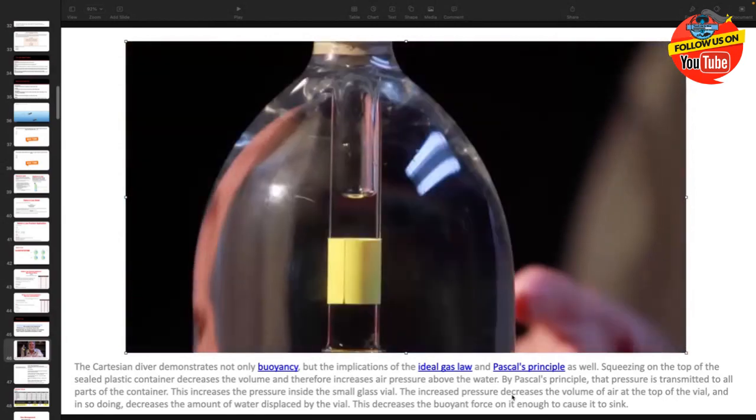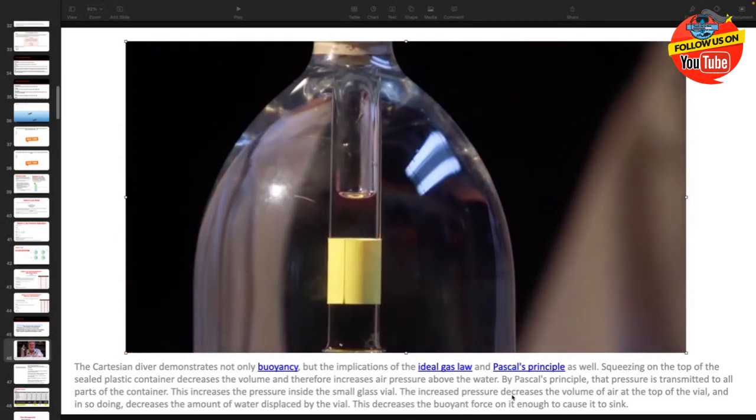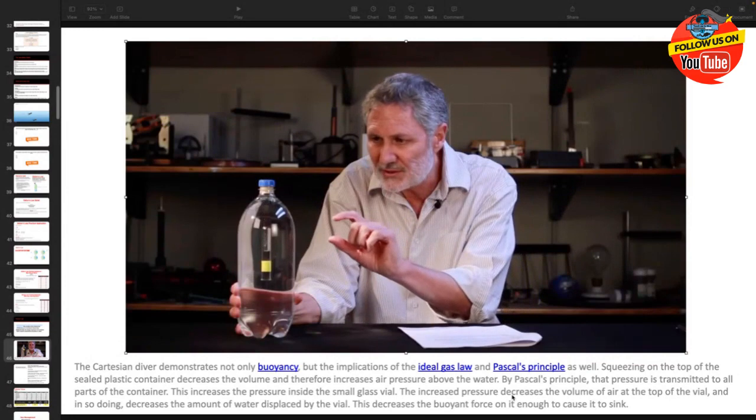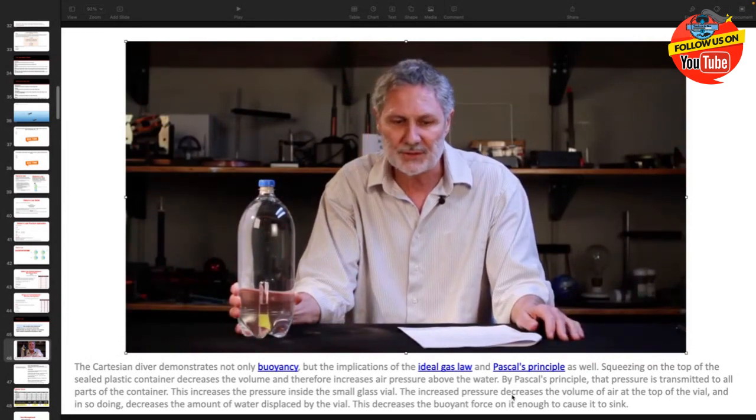Look carefully at the air in the test tube. When I squeeze the bottle, you'll notice that water comes into the test tube and compresses the air. The water is incompressible. What compresses is the air.